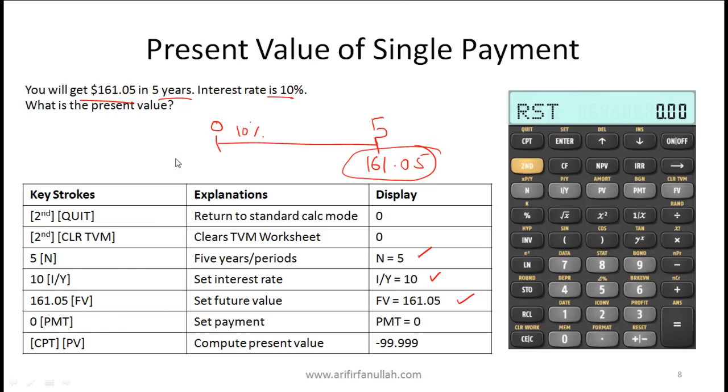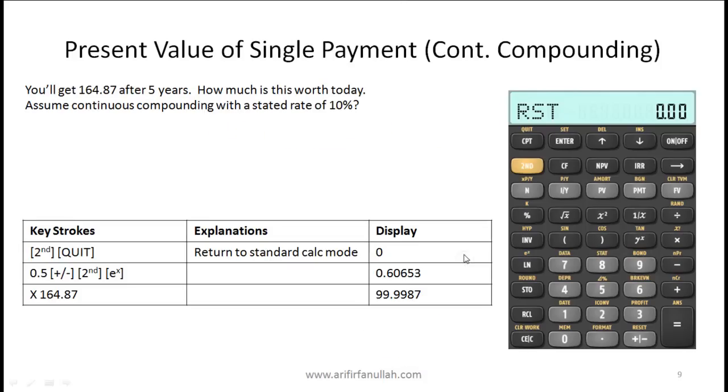Zero payment because there are no payments in between, and then simply hit compute and present value, and this will give you your present value of minus 99.999, which is practically 100, which is what we saw before. Again, I am harping on this point because many people mess it up. Notice that the future value and present value have opposite signs.